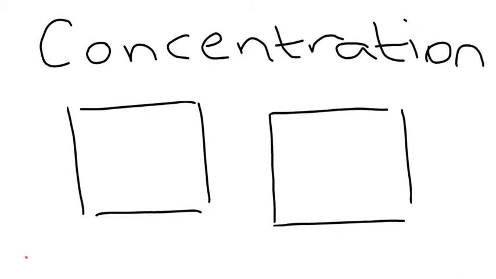Let's start with concentration. Concentration can increase or decrease the rate of reaction. If you take the two boxes on the screen, let's say we have a solution. It's the same solution but of two different concentrations. These boxes represent a certain volume, the same volume. It could be 10 centimeters cubed or 10 milliliters. The blue dots represent the reactant particles that are present in that particular solution.